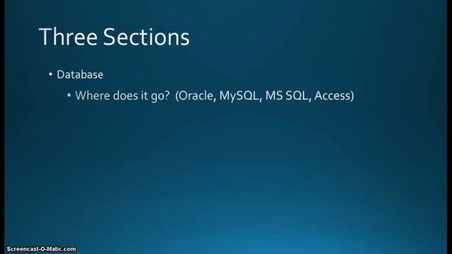So what is a database? Where does your data go? That could be any number of different types of database systems, and these are some of the more popular ones. You've got Oracle, MySQL, and Microsoft SQL Server. Access itself is a database system, which runs on something called the Jet Engine, so you may hear that term frequently when dealing with Access. Oracle, MySQL, MS SQL, and Access are all different types of database systems.